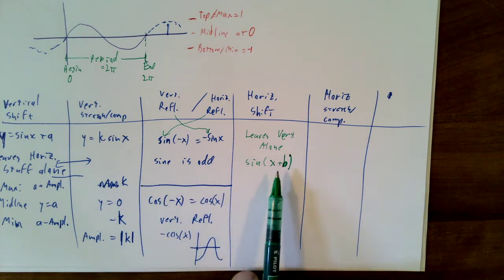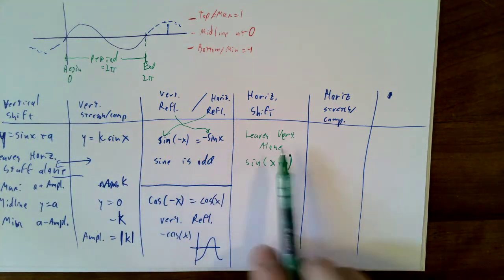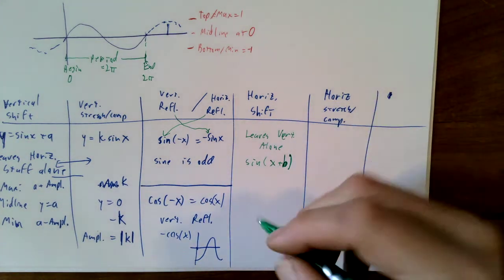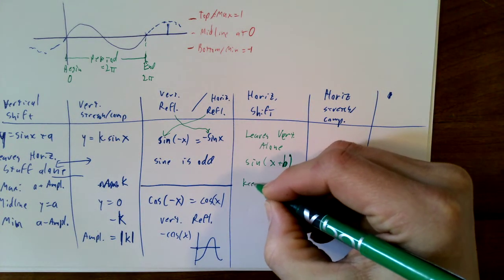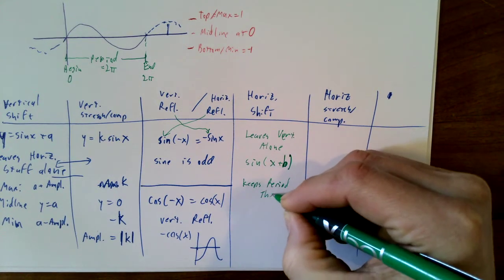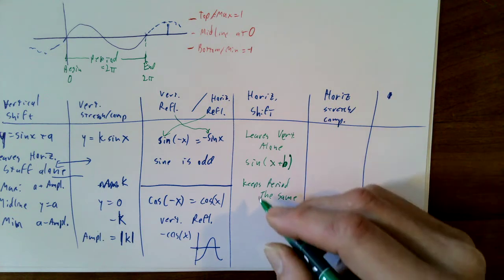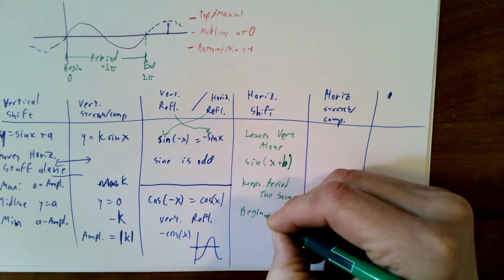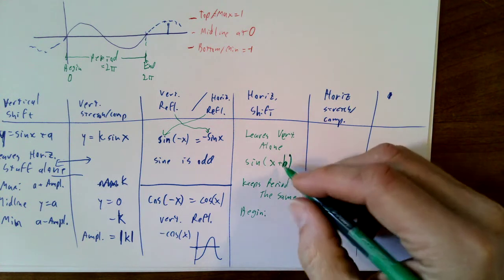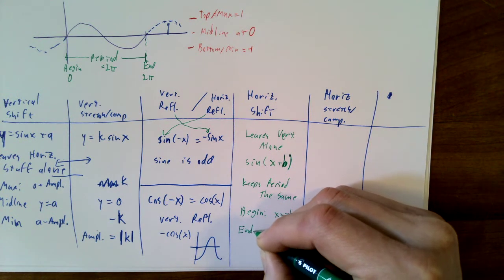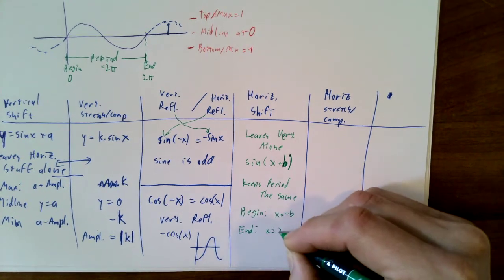Now, if b is positive, it's going to move to the left, and if b is negative, it's going to move to the right. That's the way horizontal shifts work. That keeps the period the same, but it affects the beginning and end. This would now begin at x equals negative b and end at x equals 2 pi minus b.